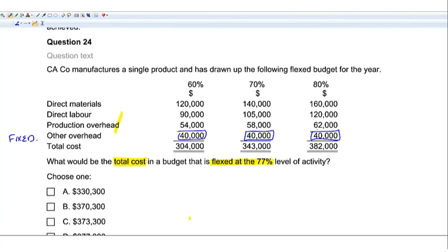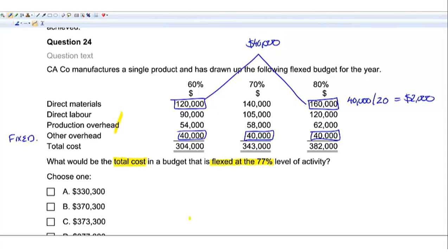Okay, so let's identify firstly the variable cost of direct materials. So as I said, using the high-low method, what we can do is pick the highest level activity and the lowest level activity and look at the difference between the two. So for direct materials, we can see that there is a difference here of $40,000 between the 80% activity level and the 60% activity level. So if we take that $40,000 and divide it by the 20, being the 20% difference between 60 and 80, it will drop out that it is a cost per unit of 2,000.